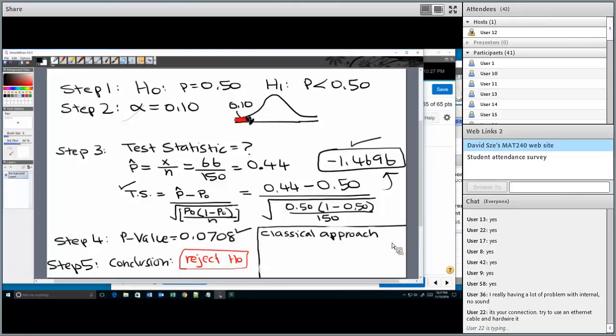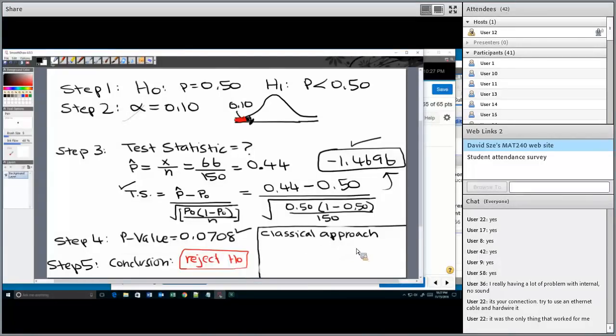And let me warn you, I personally like the p-value approach because it's very easy to follow. It's just a rule that you have to remember. Is your p-value less than alpha? If yes, reject the null hypothesis. If not, do not reject the null hypothesis. Is that easy to remember? The classical approach involves a little bit of work, okay? And so here's how we're going to do it. The first thing you have to do in the classical approach is find your critical value.